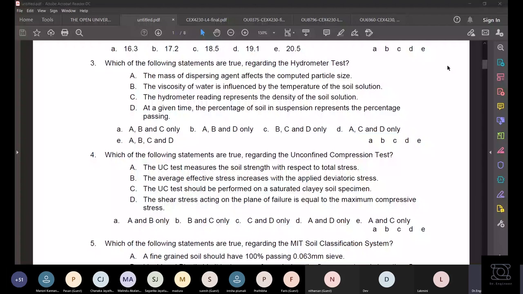Any issues if I explain in Tamil or Sinhala? Excuse me, which paper is being discussed now? 2016-17, question number 3.